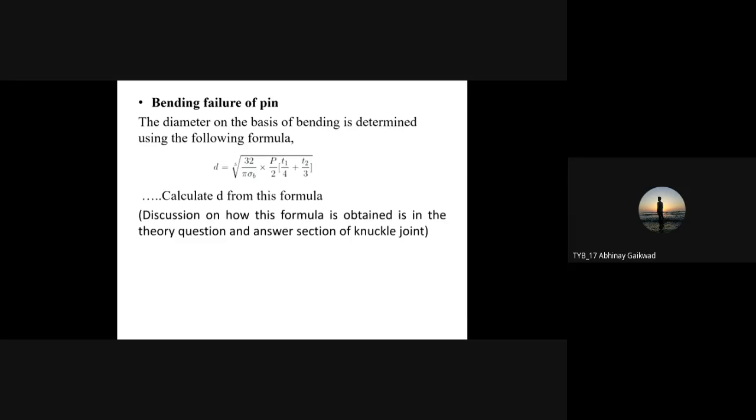Now we'll move further. Before going to the next step and the next formulas which we are going to generate, let me ask, have you understood these things, or do you have any questions?